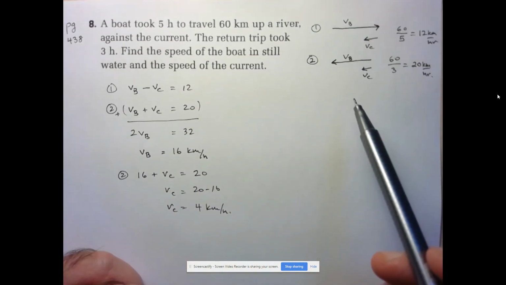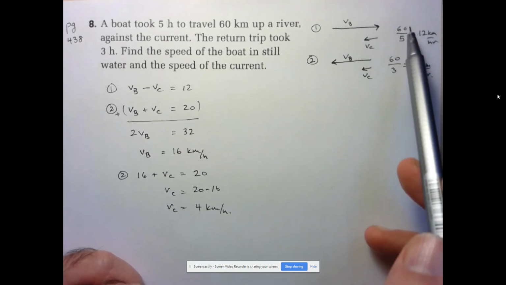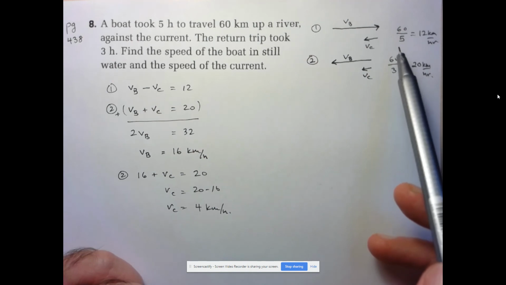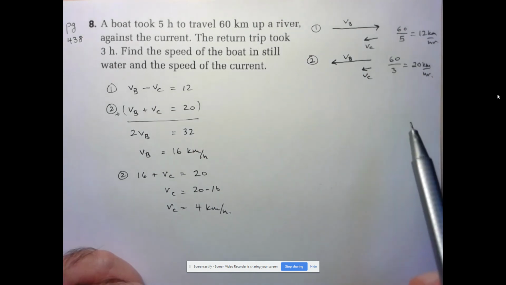And then we used our relationship between distance, velocity, and time, that the velocity is given by the distance traveled divided by time, because we're assuming that everything's moving at a constant velocity. Okay, that's it for this one.